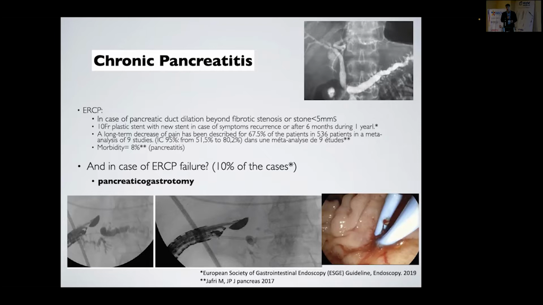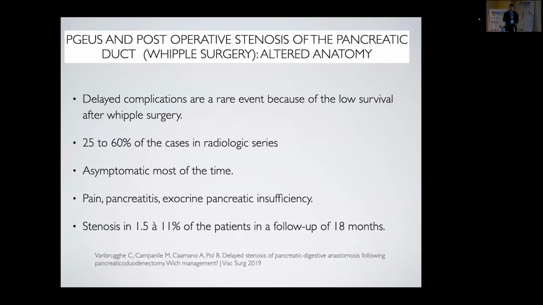The morbidity of ERCP is 8%, mainly because of pancreatitis. But what to do in case of ERCP failure, and it can happen, you can sometimes not cross the stone. That is a place for pancreatico or bulbogastrostomy for this chronic pancreatitis. You have another main indication.